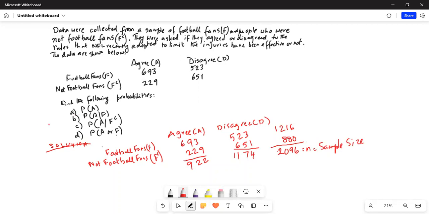Now, for the first part, they asked for the proportion of people who are agreeing. Probability is nothing but the proportion of people from the total survey who agree. And we know the total number of people who agree is 922. That proportion is 922 out of 2096 who agree, which is 922 divided by 2096.